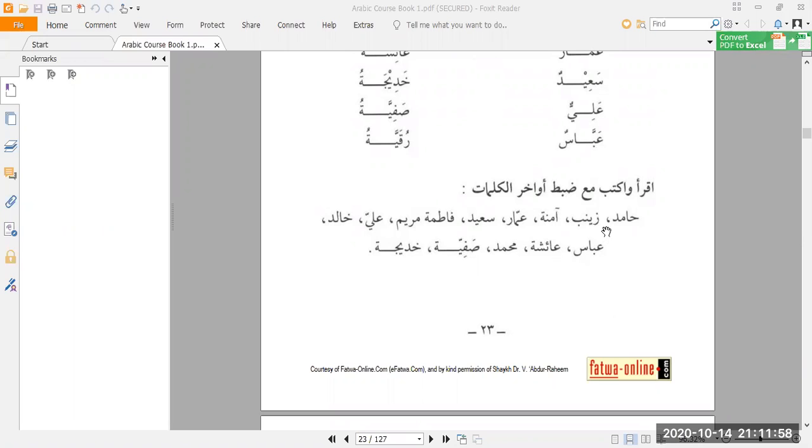Last row, only 5 left. Abbasun, correct. Abbas with a tashdid on the ba, as you saw above. Abbasun. Aishatu, yes. Aishatu, correct. Last 3. Muhammadun, correct. Safiyatu, correct. And our last one, Khadijatu, there we go, correct.